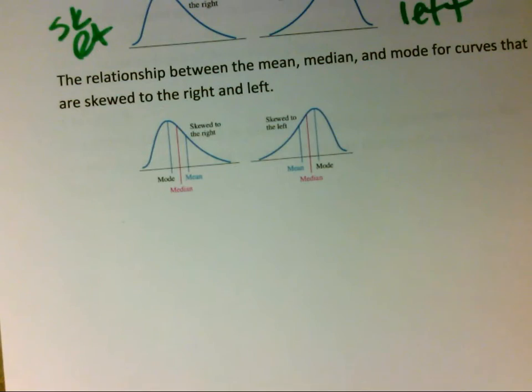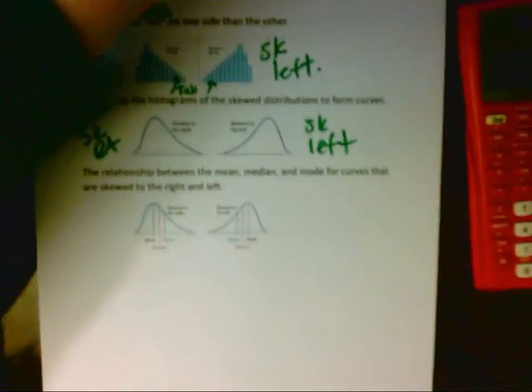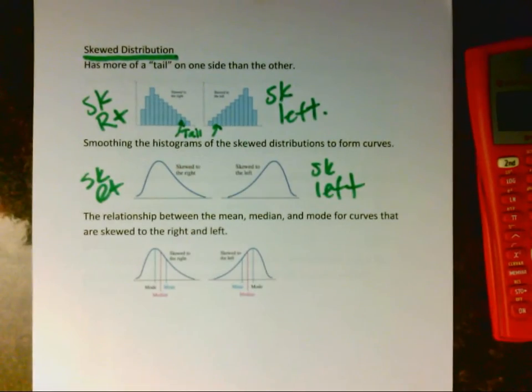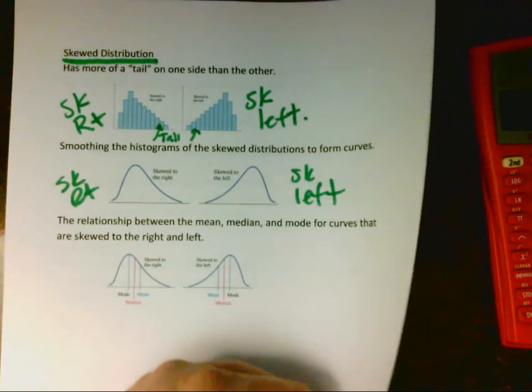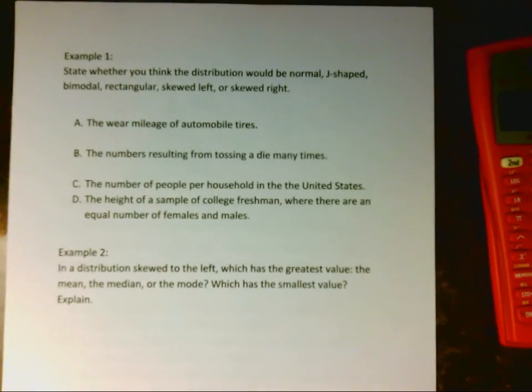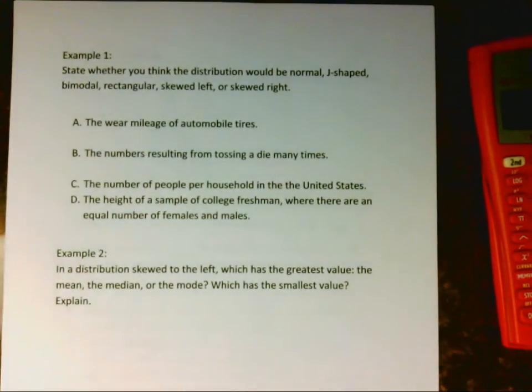So finally, we have a few examples to identify what type of distribution would best fit this. I will read the instructions here. State whether you think the distribution would be normal, J-shaped, bimodal, rectangular, skewed left, or skewed right.